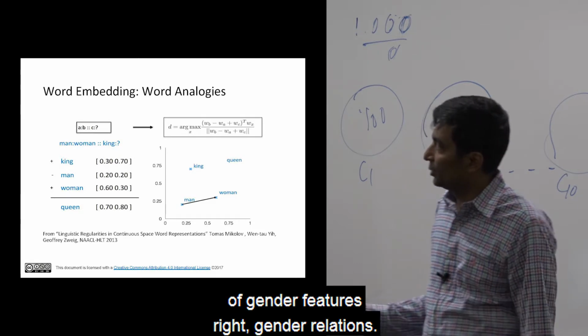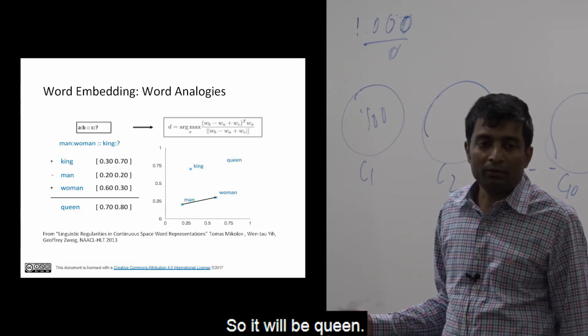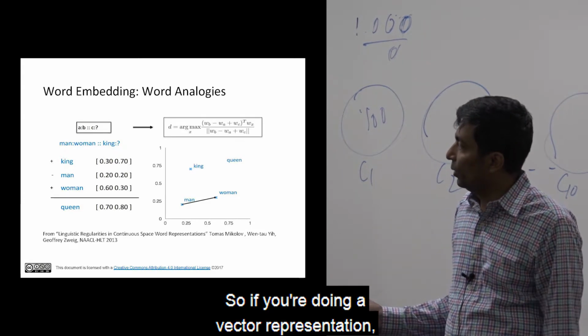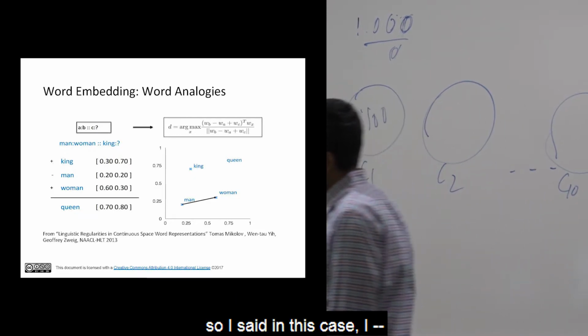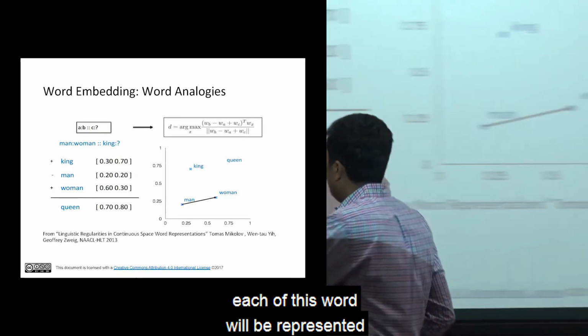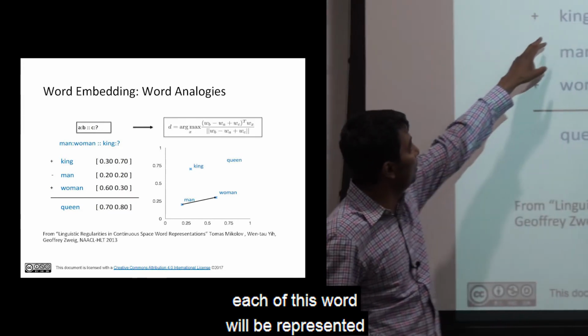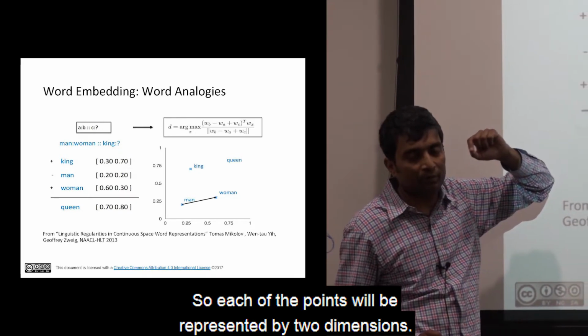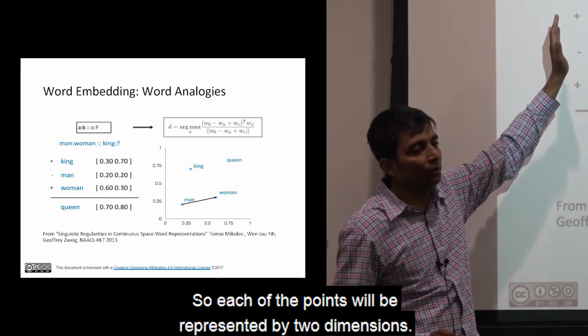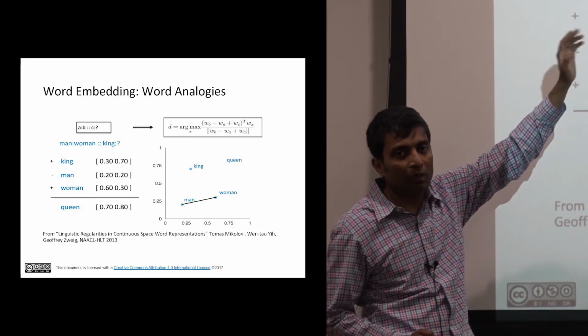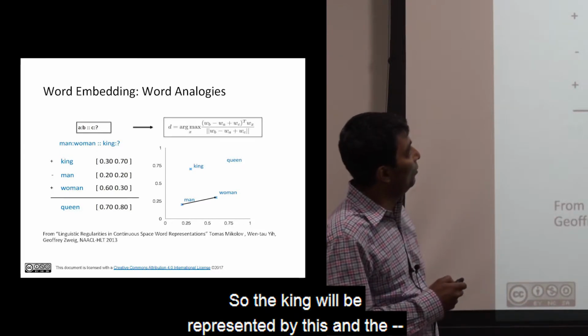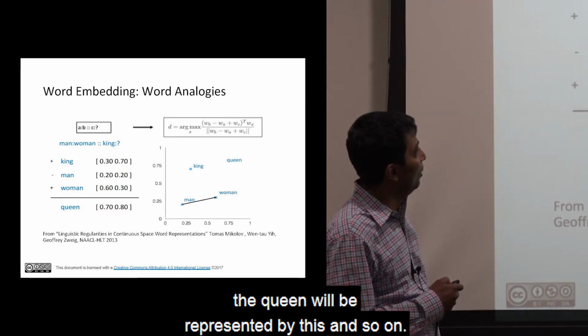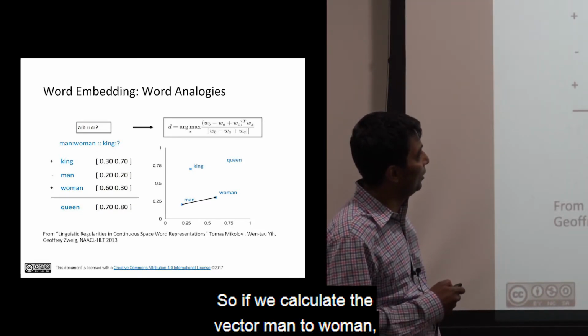So here we represent some sort of gender features, right? Gender relation. So it will be queen. If you do a vector representation, in this case each of these words will be represented in a 2-dimensional space, or 2 features. So each of the points will be represented by 2 dimensions. So the king will be represented by this, and the queen will be represented by this, and so on.